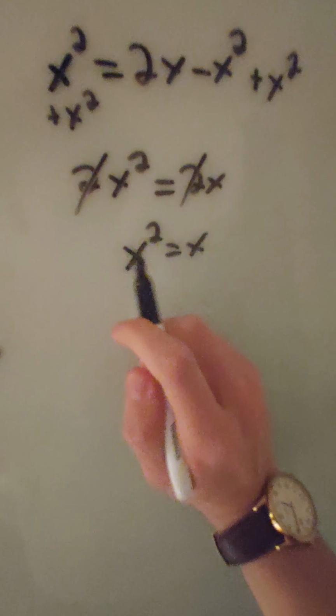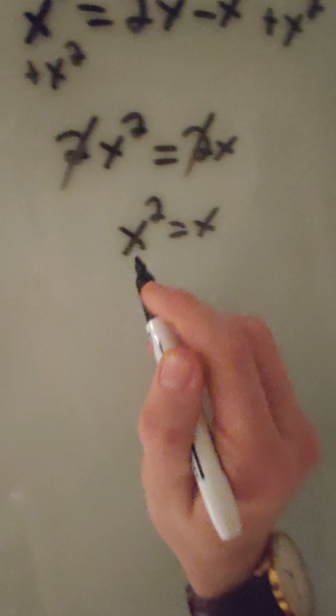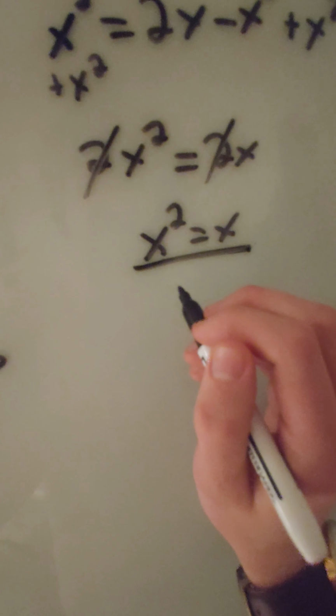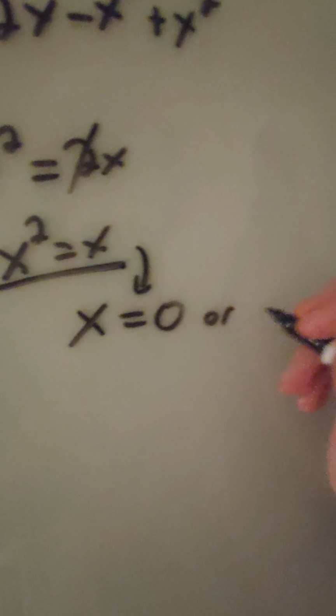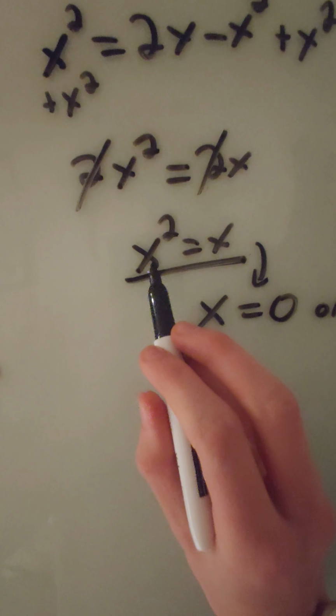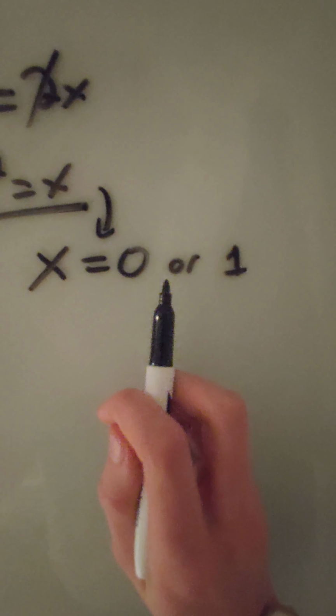Now, the easiest way to look at this is to just know that there's only two possible numbers that this could fit for. So we have 1 times 1 is equal to 1, and 0 times 0 is equal to 0. So we can state that x is equal to 0 or 1. And notice how x cannot be equal to negative 1, because negative 1 squared gives you 1, which is not equal to negative 1.